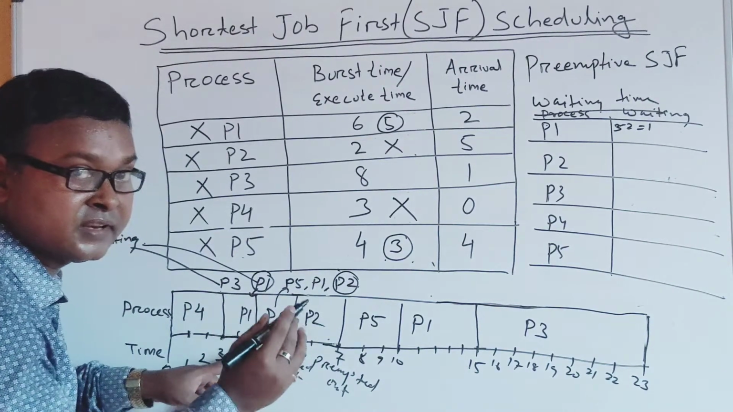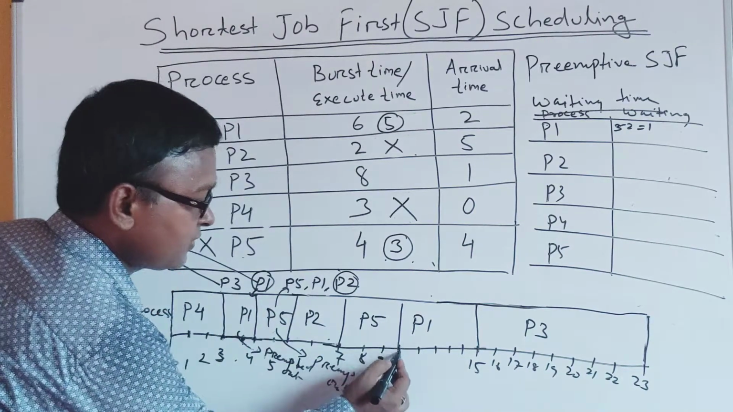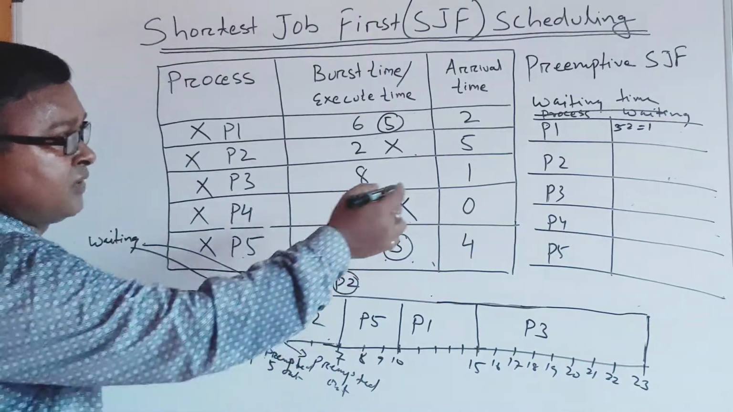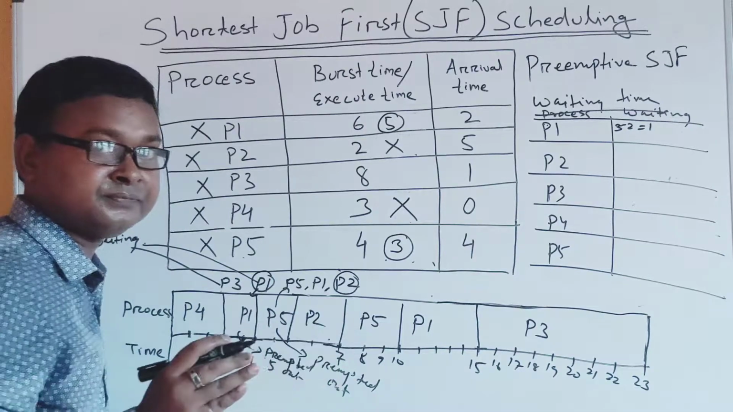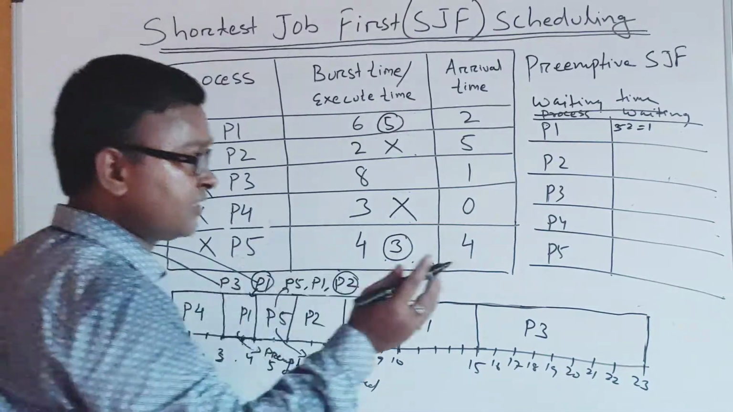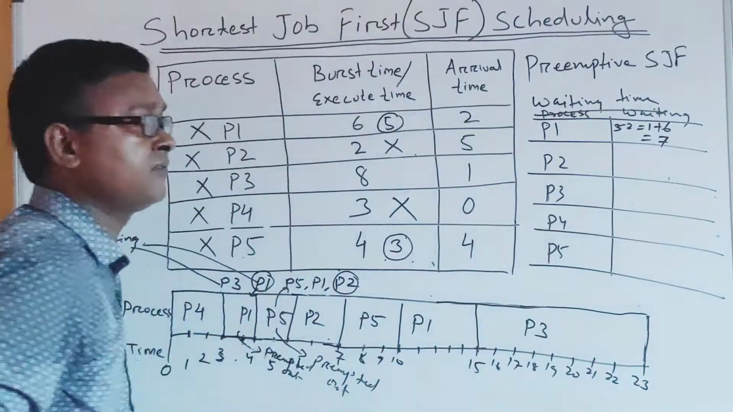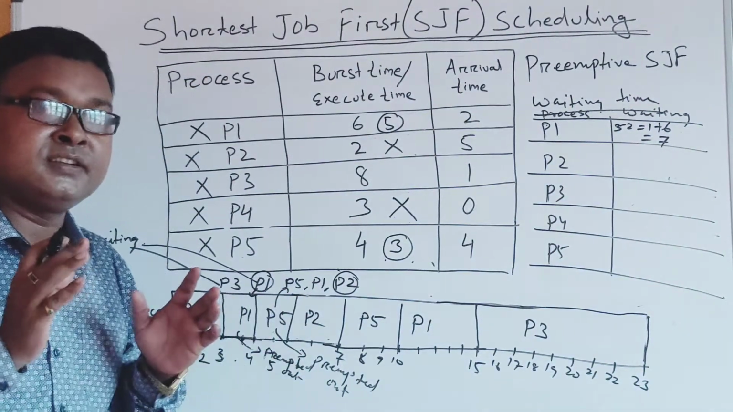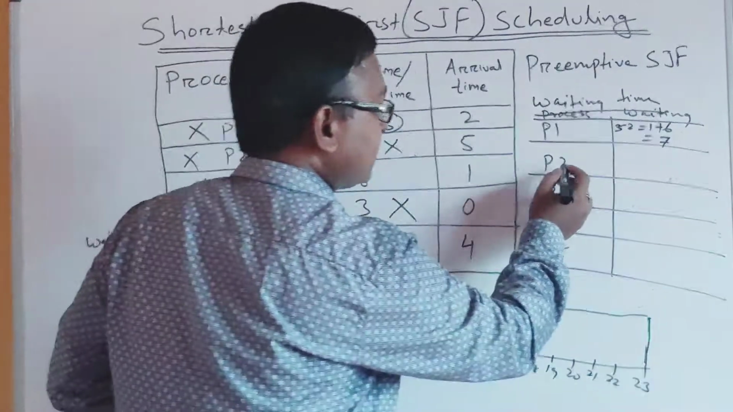4, 5, 6, 7, 8, 9, 10. 6 units of time. Again P1 is waiting. Second time. Okay. So in the first it was waiting for 1. Second time it is waiting for 6. So 6 plus 1 is equal to 7 units of time P1 has waited for the processor to acquire. Okay, understood? Right now, process P2.